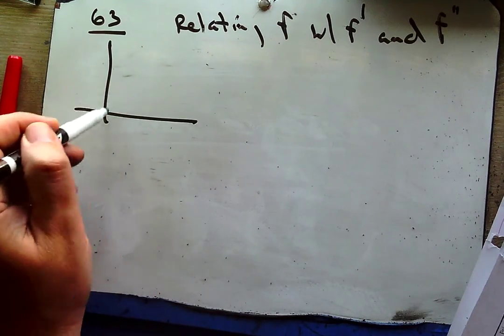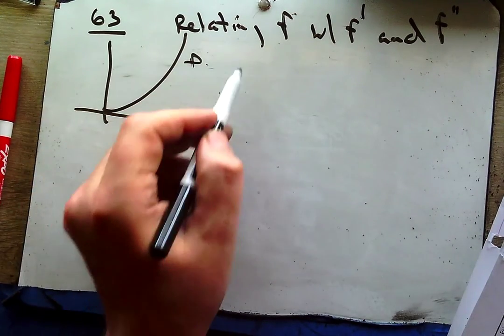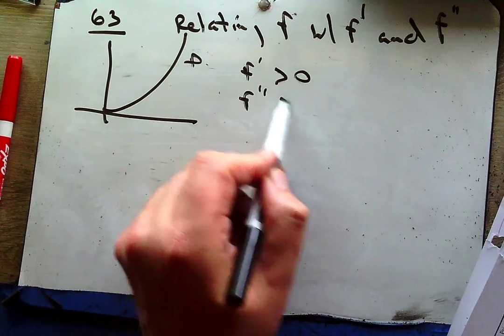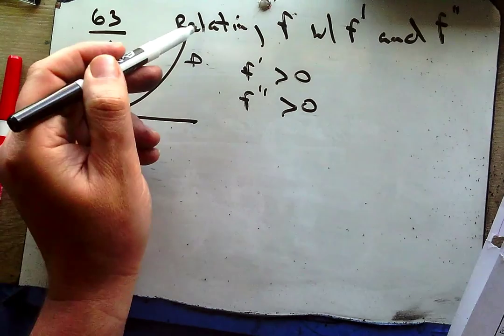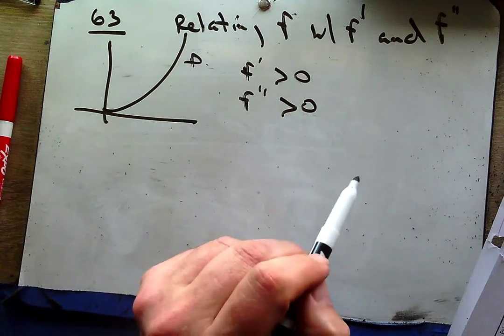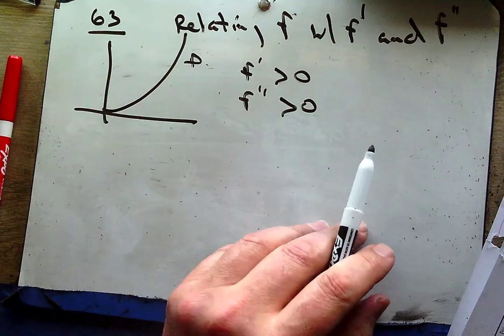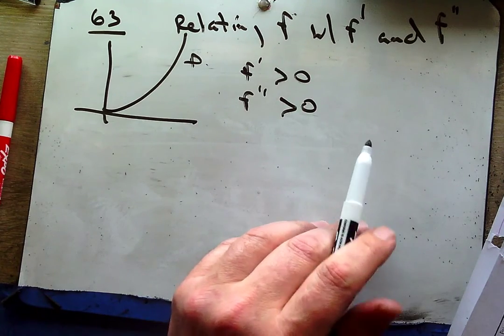In problem number 1, I'm looking at something like this for f of x. So f prime is greater than 0 and f double prime is greater than 0. How do I know that? Well, I see f is increasing, so f prime must be positive, and I see f is concave up, which means f double prime must be positive.